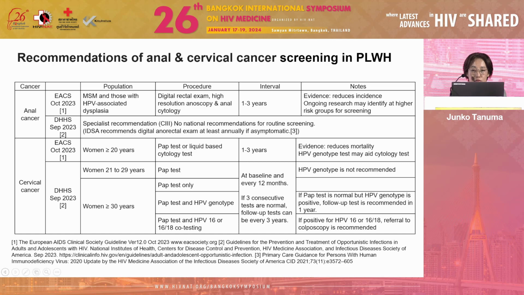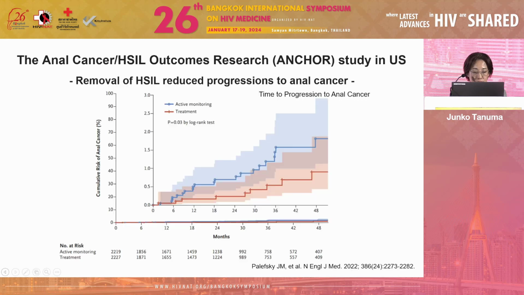Regarding the usefulness of a screening test, we should take into account many factors, such as cost, prevalence, or the impact of false positives. Whether HPV genotyping may fit all other places, we need more evidence. Regarding anal cancer screening, there is an important study conducted in the US showing that regular active monitoring and early detection and removal of HSIL, high-grade squamous intraepithelial lesion, reduce the progression to anal cancers.